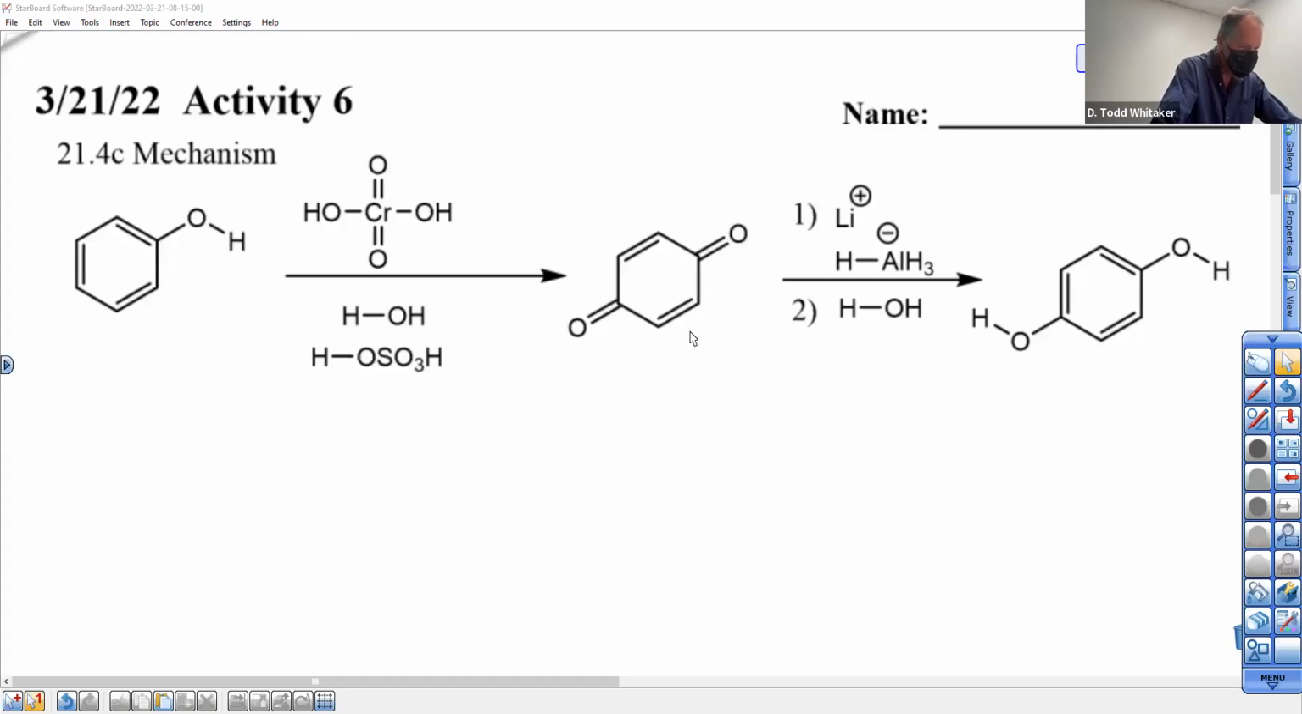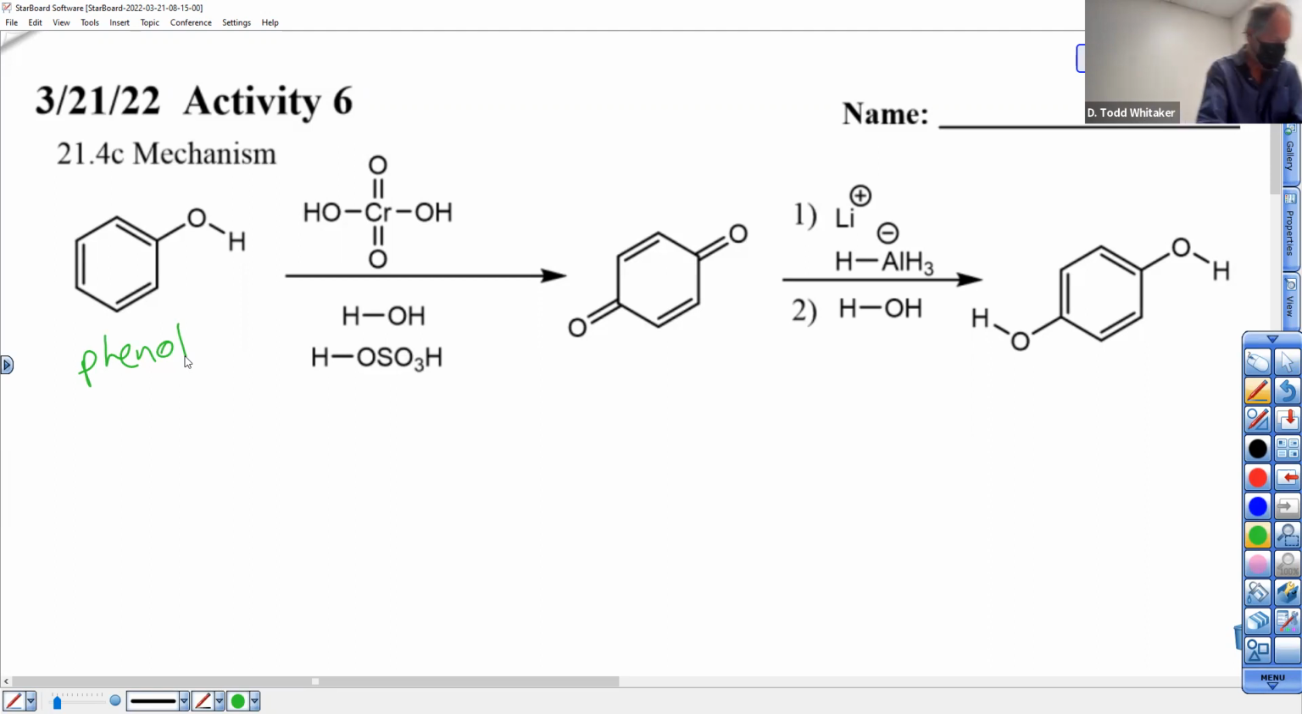All right, we're going to continue our exploration of mechanisms in chapter 21 by doing a chromic acid oxidation of phenol. A lot of reactions of phenol, huh? We have to make a chromate ester every time we do a chromic acid oxidation. That's the same every time. See how concise we can make this.